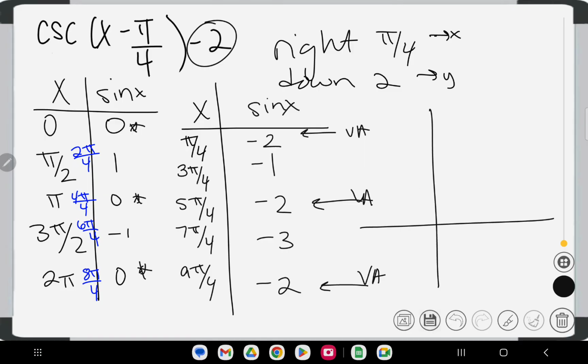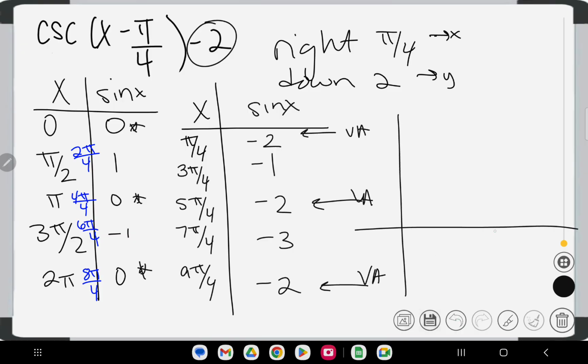So now, if I go to graph it, let's do it with pi, so 1 pi over 4. Because I don't have enough room, I'm just going to label it with fractions. So 1 pi over 4, 2 pi over 4, 3 over 4, 4 over 4, 5, 6, 7, 8, 9. They all have pi over 4s.